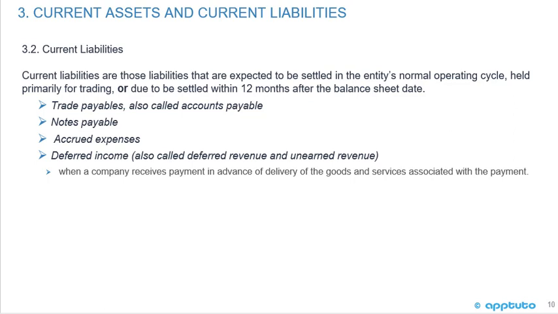Current assets and current liabilities. Now we're moving to current liabilities. Current liabilities are those liabilities that are expected to be settled in the entity's normal operating cycle, held primarily for trading, or due to be settled within 12 months after the balance sheet date. Some examples of current liabilities: trade payables, also called accounts payable, notes payable, accrued expenses, and deferred income, also called deferred revenue and unearned revenue. This arises when a company receives payment in advance of delivery of the goods and services associated with the payment.